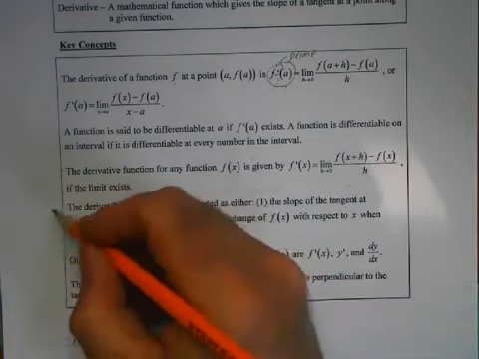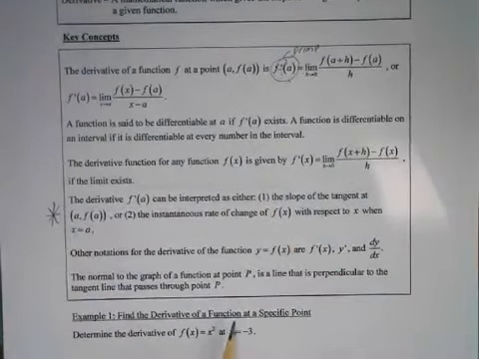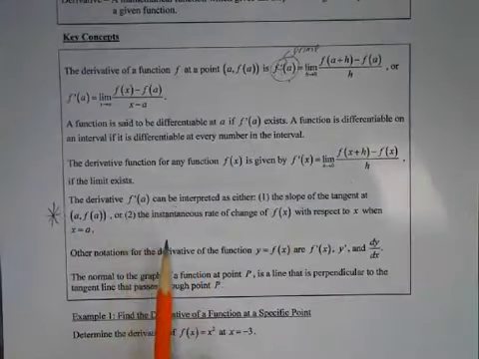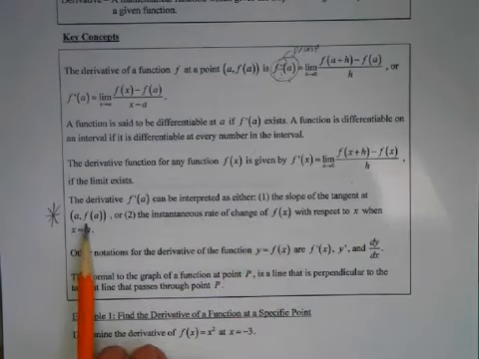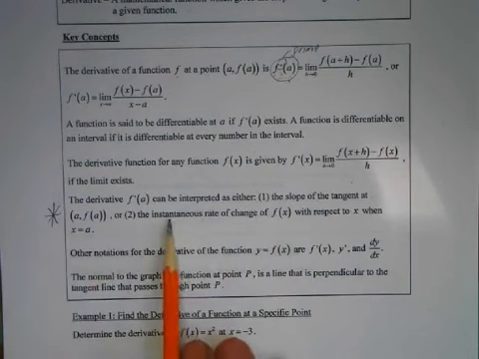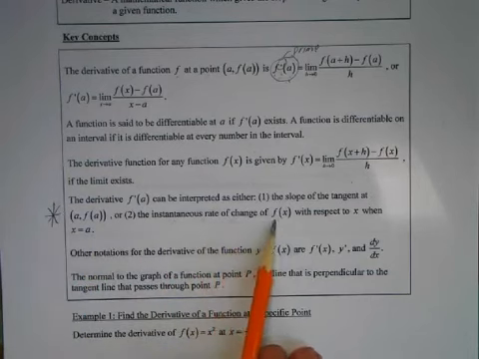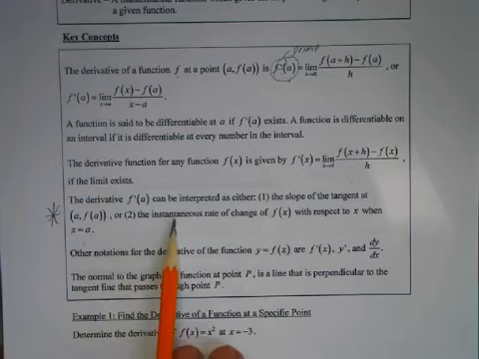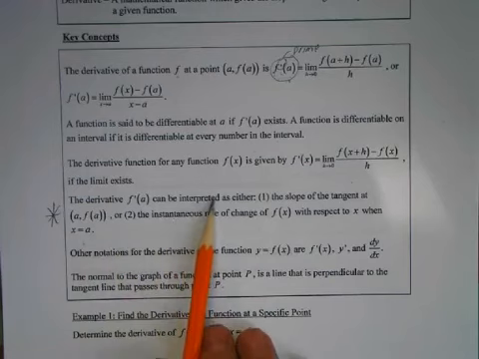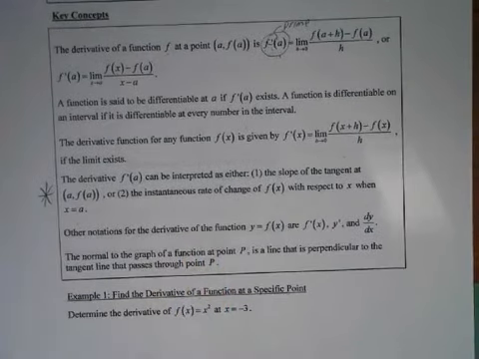So this is an important thing. It kind of puts everything together. The derivative f prime of a can be interpreted as either one, the slope of the tangent at that point, or two, the instantaneous rate of change of f of x with respect to x when x is that point a. So all three of these things are the same. Instantaneous rate of change, the slope of the tangent, and the derivative are the same thing. Okay? You just use it in different contexts.